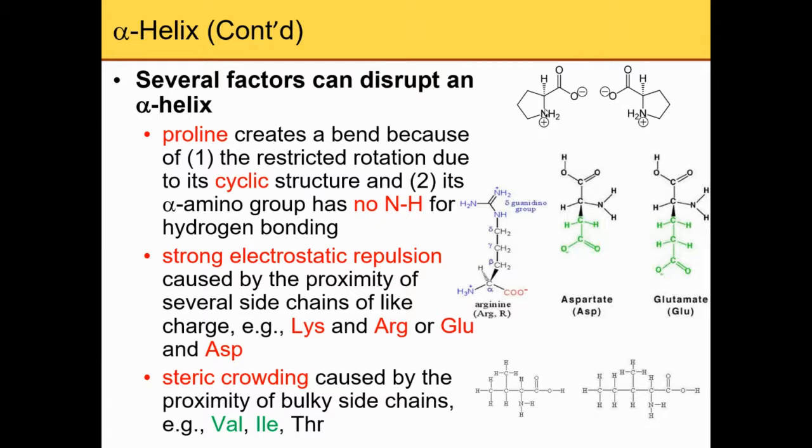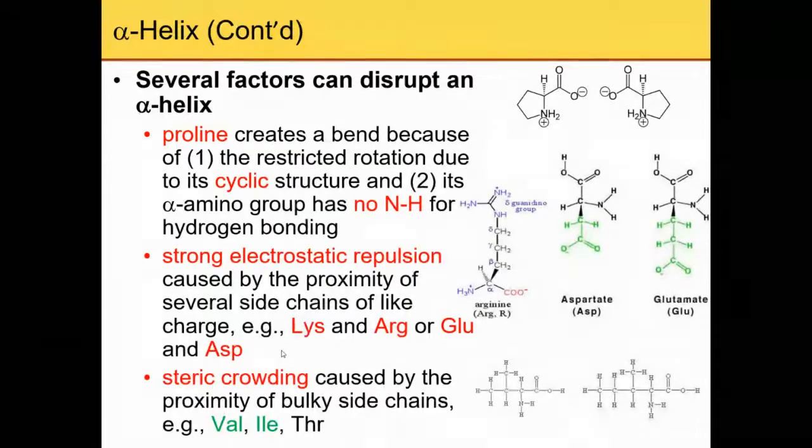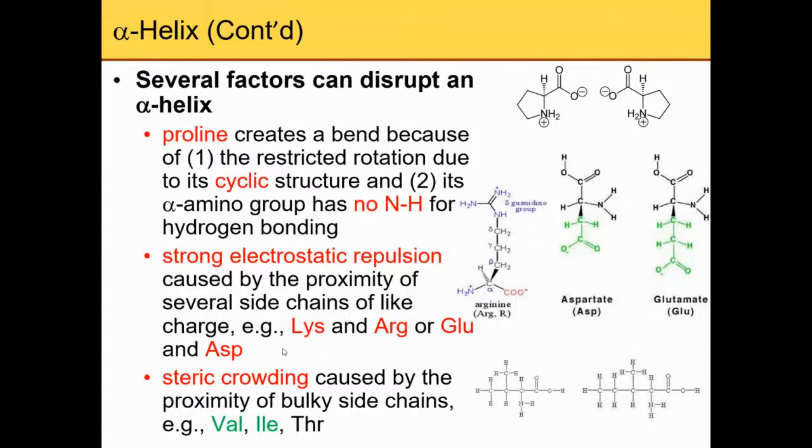Another factor is strong electrostatic repulsion caused by the proximity of several side chains of like charge, for example positive charge, lysine and arginine, or negative charge, and they can produce strong electrostatic repulsion, which can disrupt the alpha helix. Also steric crowding caused by the proximity of bulky side chains like valine, isoleucine, and threonine will also disrupt the alpha helix.